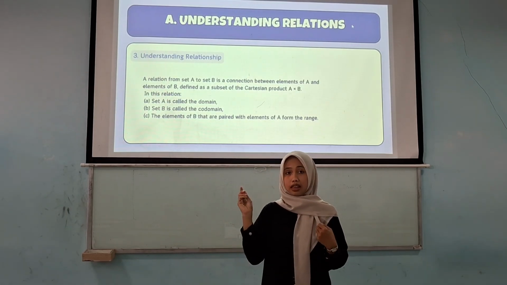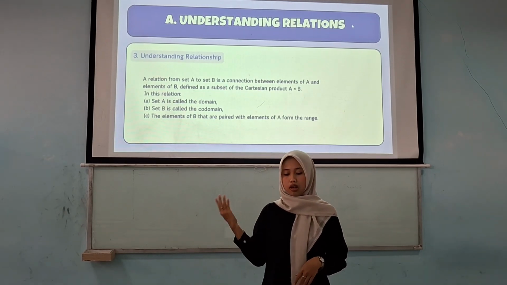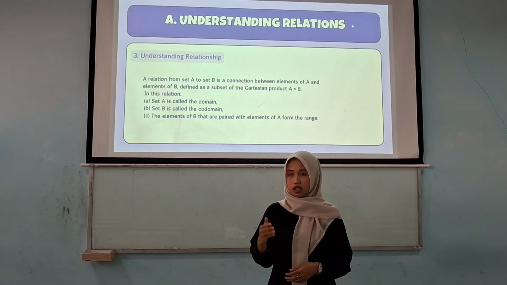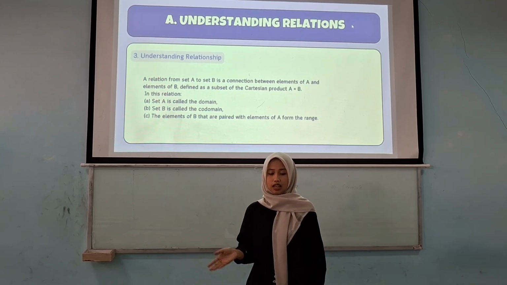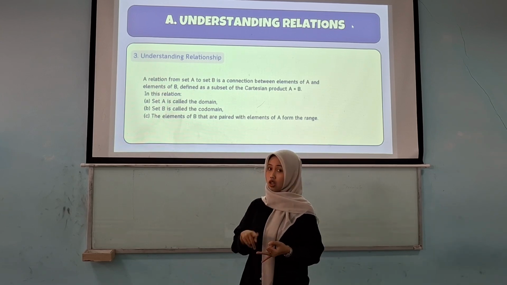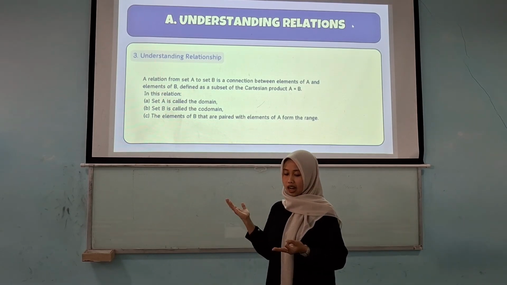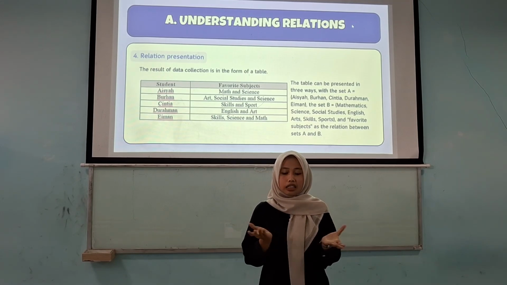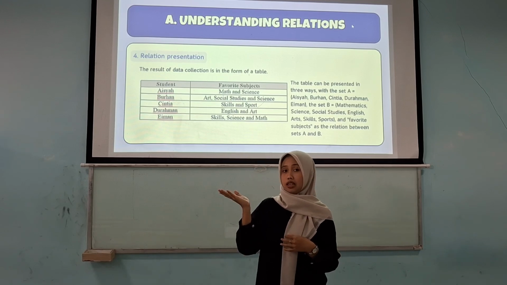A relation from set A to set B is a connection between elements of A and elements of B, defined as a subset of the Cartesian product A times B. In a relation, set A is called the domain, set B is called the codomain, and the elements of B that are paired with elements of A form the range of the relation. Presentation: the result of the data collection is in the form of a table.